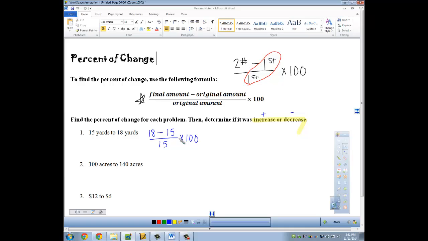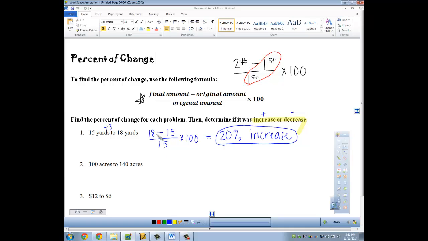So 18 minus 15 is 3. And then in your calculator, you'll do 3 divided by 15, and then hit times 100, and you're going to get 20%. Now, when you type that in, you do get a positive 20%, so we're going to say it's a 20% increase. Another quick way to check that is it went from 15 to 18, so it went up 3 yards. Since it went up, it increased. So if it went down, it would be decreased, but here it went from 15 to 18, it rose 3 yards, so that means increase.